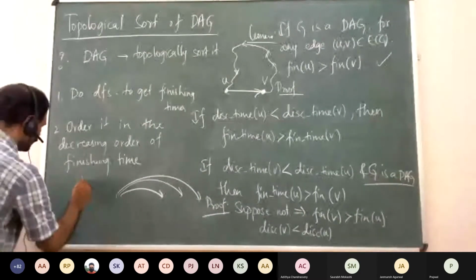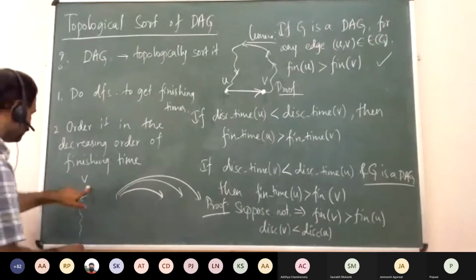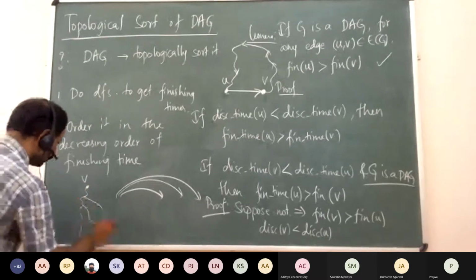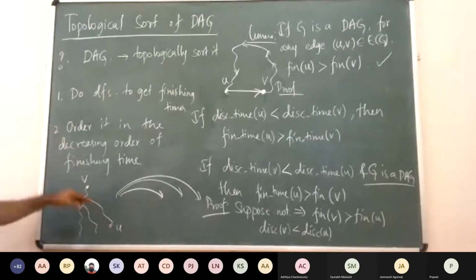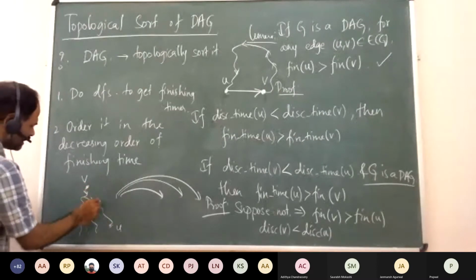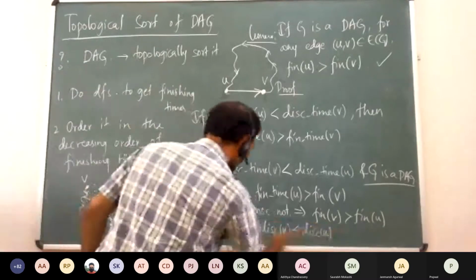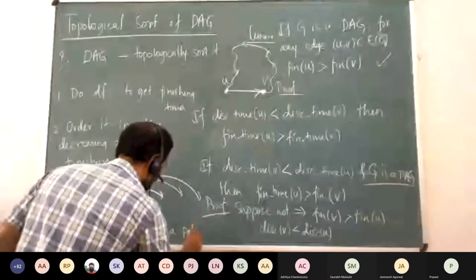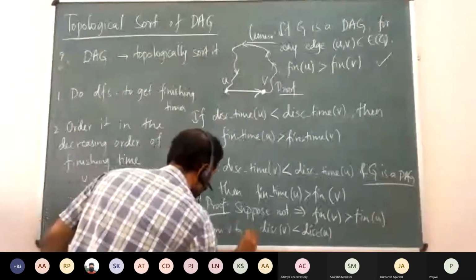There was V somewhere here, it was discovered and so many other things were discovered, but before it finishes, U finishes, which means that U should be somewhere in the descendants, in the subtree rooted at V, right? It should be somewhere here, which means that there should exist a path from V to U. This implies that there exists a directed path from V to U.